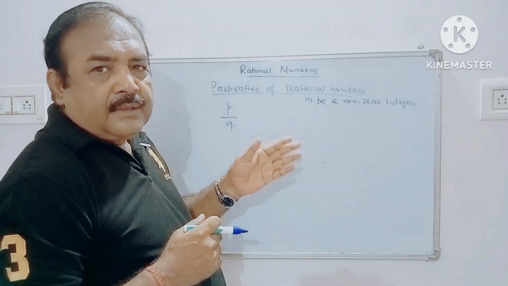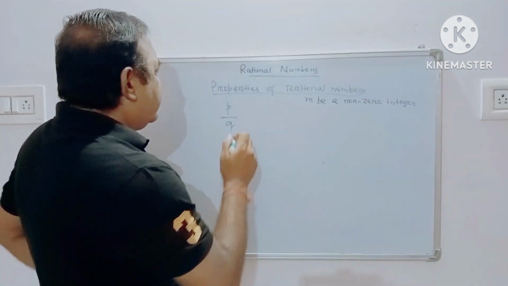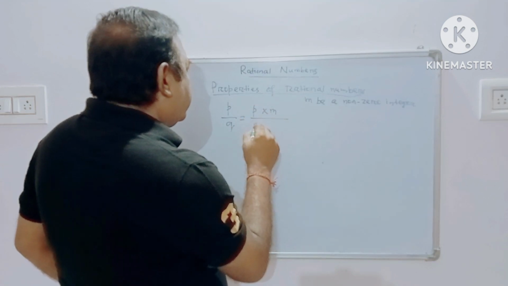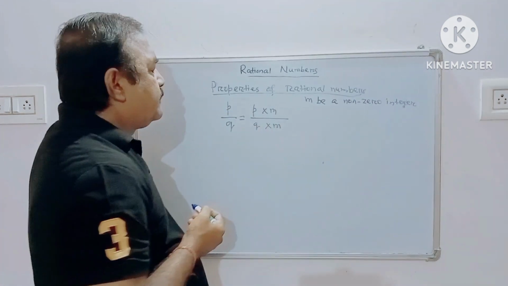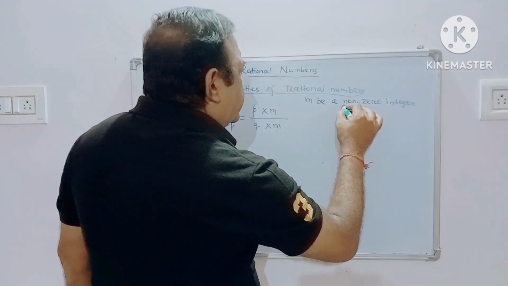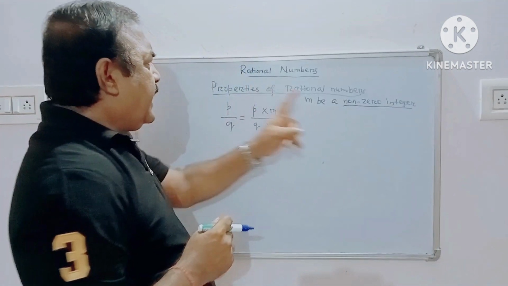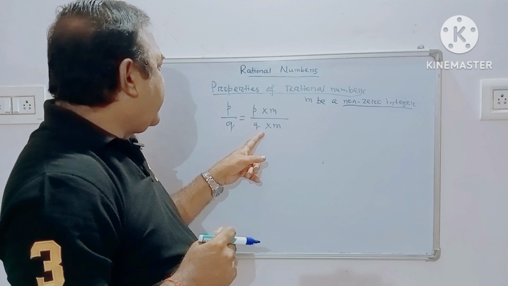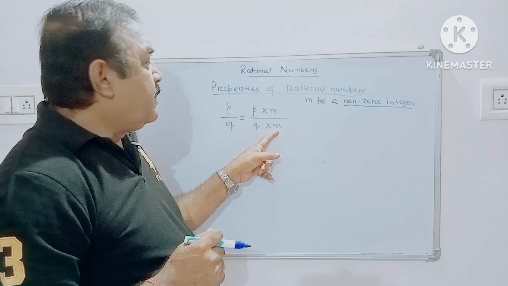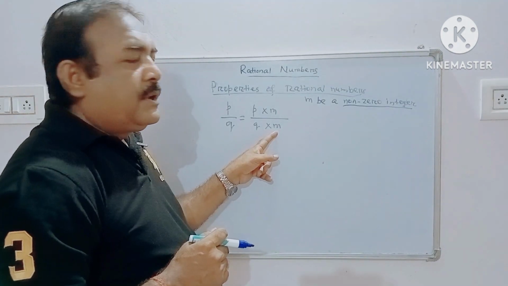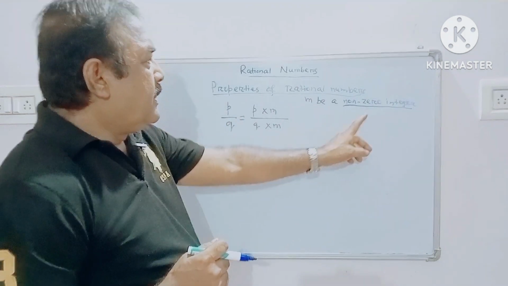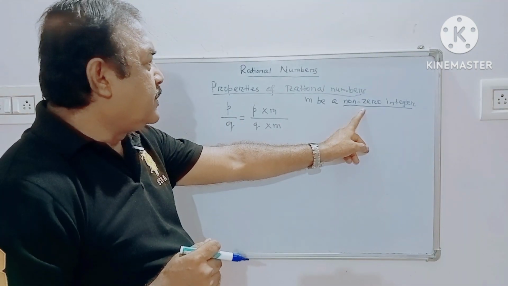So let us multiply m both by the numerator and the denominator. So I can write like this, and the value will be the same. So why is it a non-zero integer here? Because if I take 0, then I will have to multiply q by 0. So q into 0, the denominator will be 0. So the denominator cannot be 0, and 0 cannot be the divisor. So here the point is mentioned, it should be a non-zero integer.